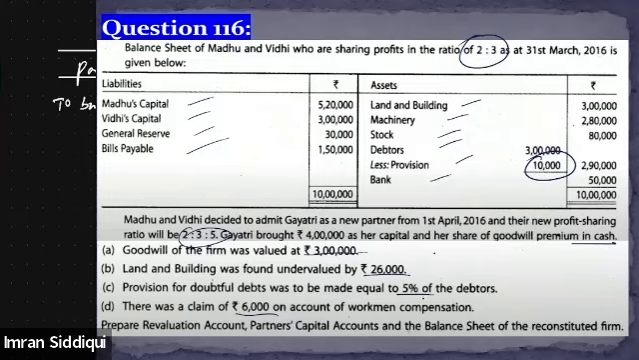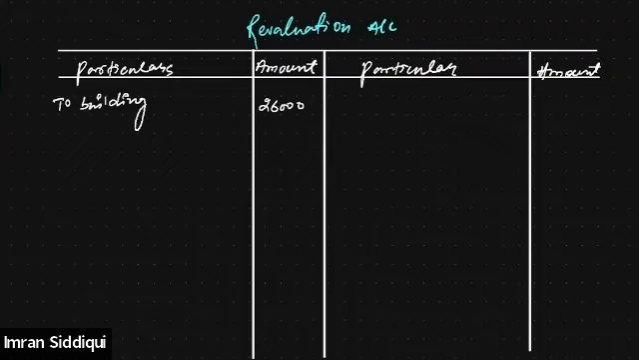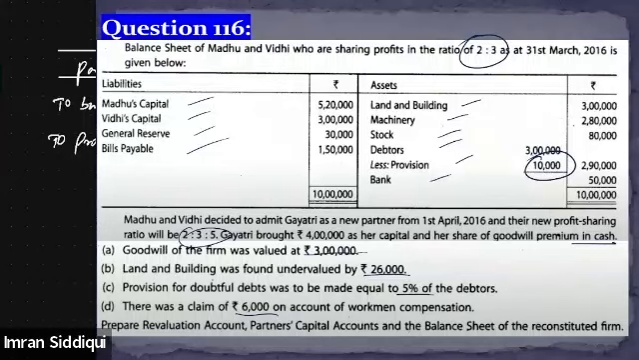Yes, 5% of 3 lakh is 15,000, but we have only made a provision of 10,000. That means we have to increase the amount of provision as well. So that is a kind of loss. On the debit side, we will be recording this too: provision for doubtful debt. We will increase the provision by 5,000. So it is going to be a loss.